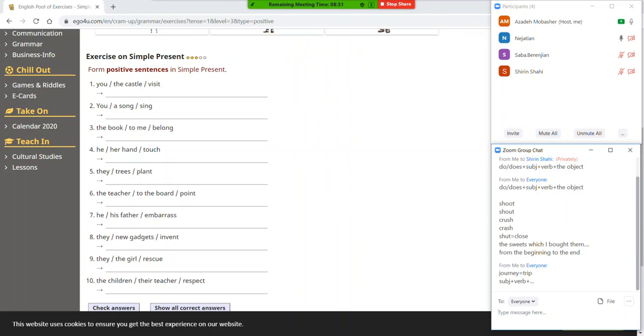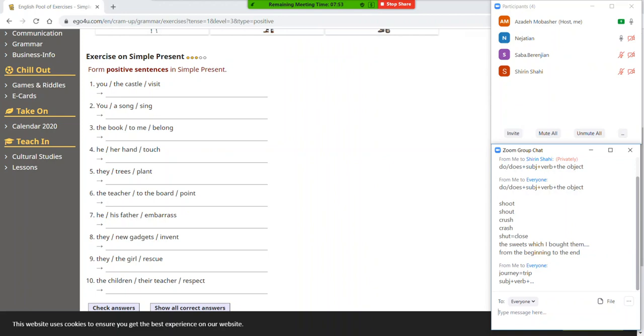He touches her hand. Okay, focus again. He touches her hand. Okay, you pronounce this one with "ez." He touches, not touches. No, he touches. Okay, her hand. Good. Yes, very good. Number five. They plant trees. Yes, very good. Number six. The teacher points to the board.